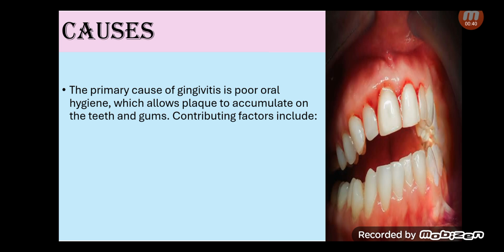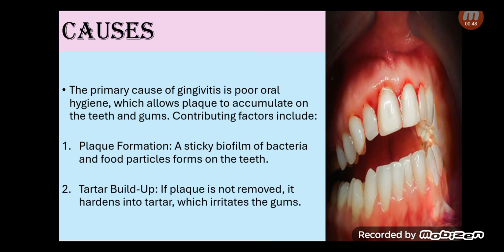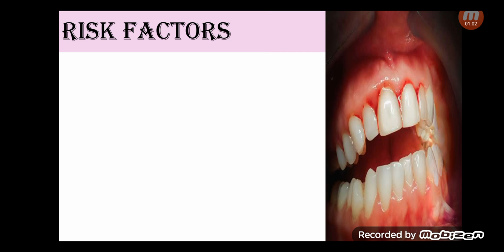And the contributing factors of gingivitis include plaque formation, that is basically a sticky biofilm of bacteria and food particles found on the teeth. Then tartar buildup is also a contributing factor to gingivitis. That is, when plaque is not removed, it hardens into tartar, which irritates the gum, and that's how it causes gingivitis. Now let's talk about the risk factors of gingivitis.